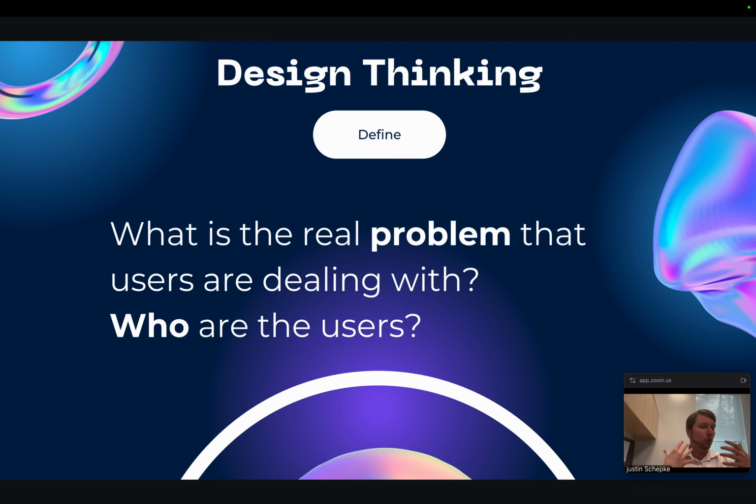Okay? So define. What we're going to narrow in on now this week from, again, the empathize component is now what is the real problem? What is the actual phenomena of the problem that users are dealing with? And then also, just as important, who are the users?